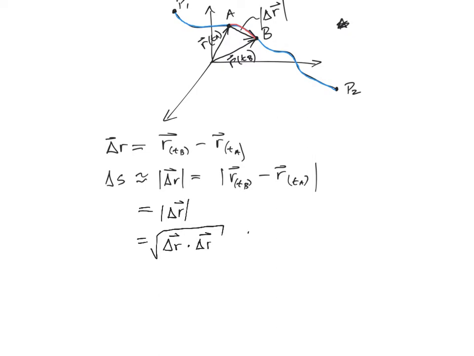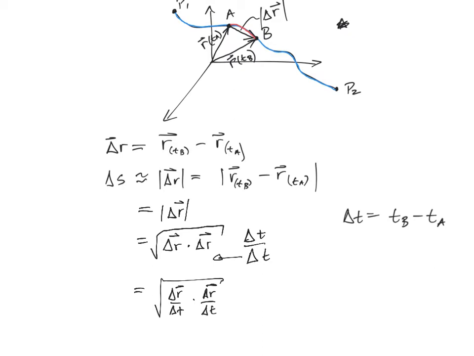Now I'm going to multiply that by delta t over delta t, where delta t is equal to tB minus tA. It's the value of t when we're at point B on the curve minus the value of t when we're at point A on the curve. That's delta t. And if I multiply by delta t over delta t, that's multiplying by 1. That's legit, right? I haven't changed the equation. Now I'm going to take this delta t inside the square root, which means I have 2 of them. So I end up with delta r over delta t dot delta r over delta t, and I still have the 1 on top outside.